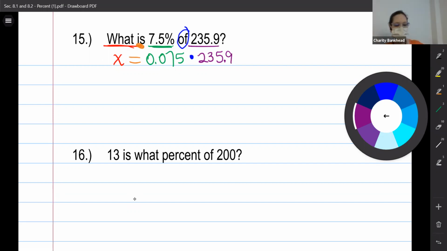And then all we have to do is just multiply 0.075 times 235.9. So 17.6925.